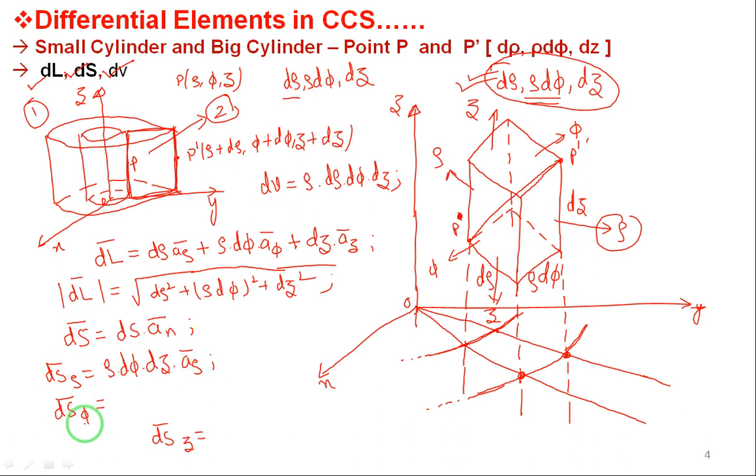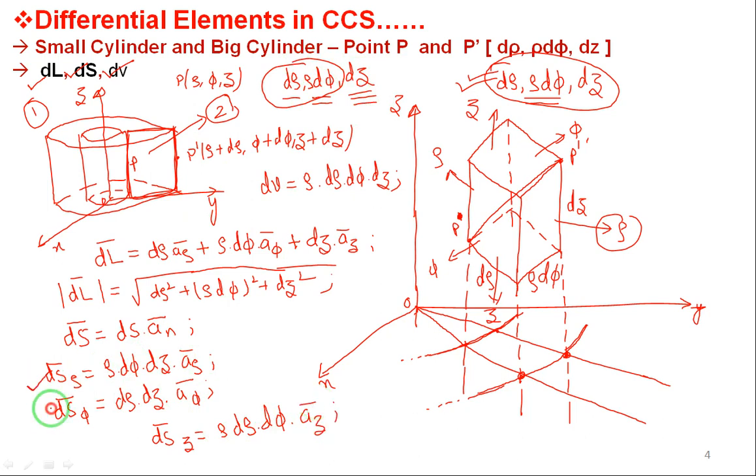Next I want to write the differential surface area along phi direction. Instead of looking at the geometry, I will skip the phi element and multiply the other two, d rho into dz, into a phi. Then the differential surface area along z direction. I leave dz and multiply the other two sides, rho into d rho d phi, into az. So this is the differential surface area along rho direction, phi direction and z direction.